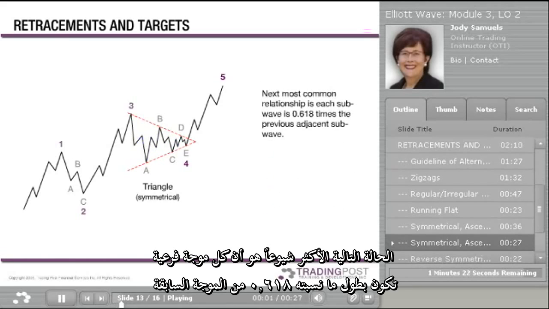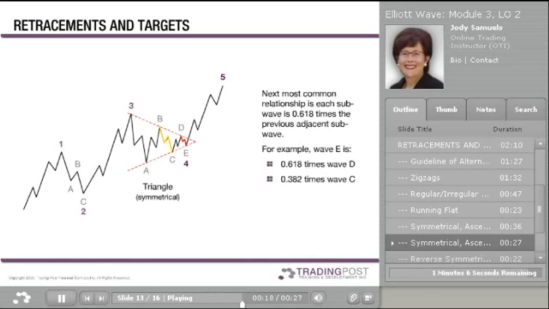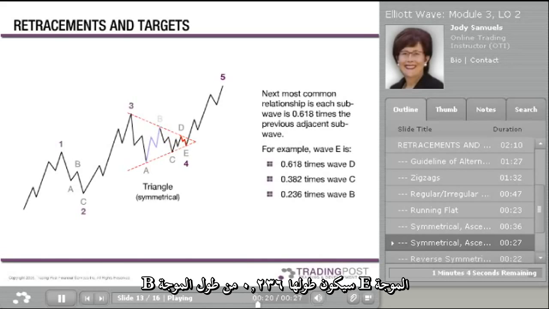The next most common relationship is each subwave is 0.618 times the previous adjacent subwave. Wave E is 0.618 times wave D, 0.382 times wave C, 0.236 times wave B, and 0.146 times wave A.